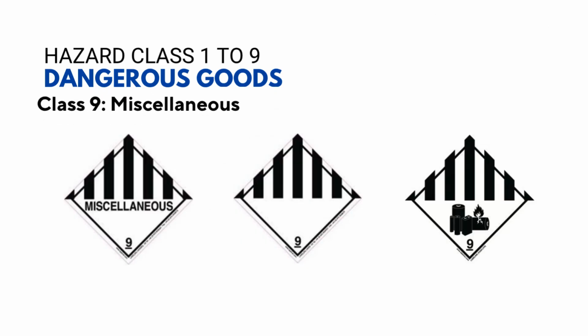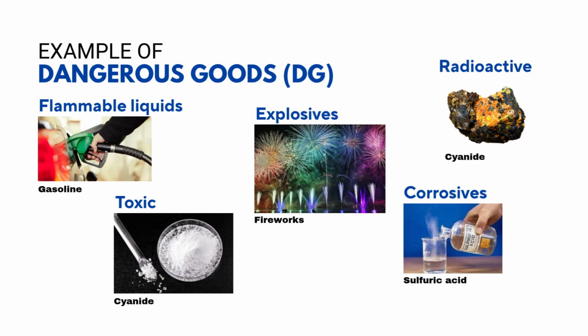Finally, we have Class 9 miscellaneous dangerous goods. This category covers materials that present hazards not covered by other classes. The label features black and white stripes and the number 9 at the bottom. Examples include lithium batteries, dry ice, and environmentally hazardous substances. These items may not be explosive or flammable, but they can still pose serious risks if mishandled, such as chemical reactions, environmental damage, or suffocation from gas release.